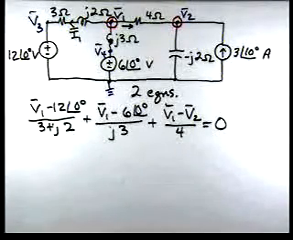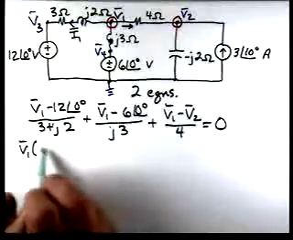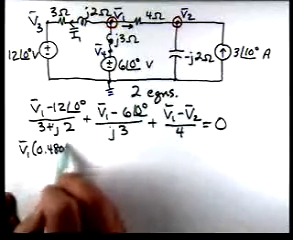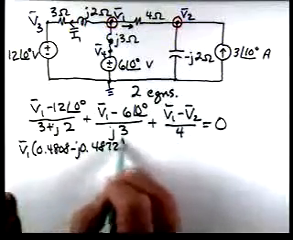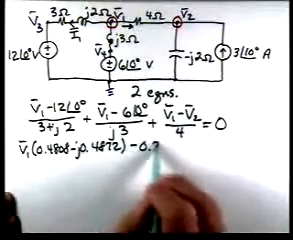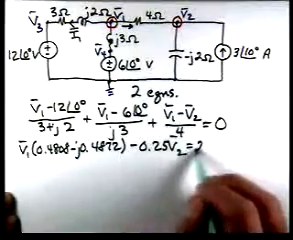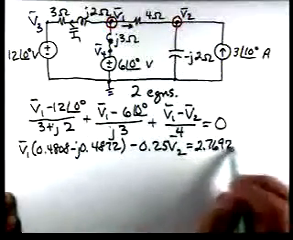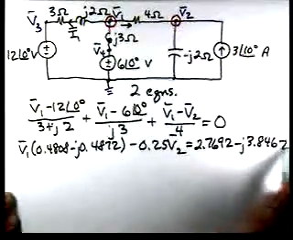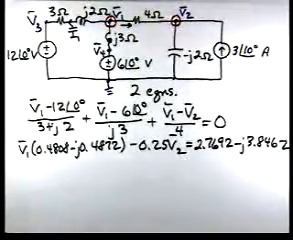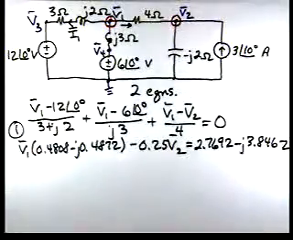Now if you simplify that, it simplifies into V1 times 0.4808 minus J 0.4872 minus 0.25 V2 equal to 2.7692 minus J 3.8462. Okay, so there's our first equation.